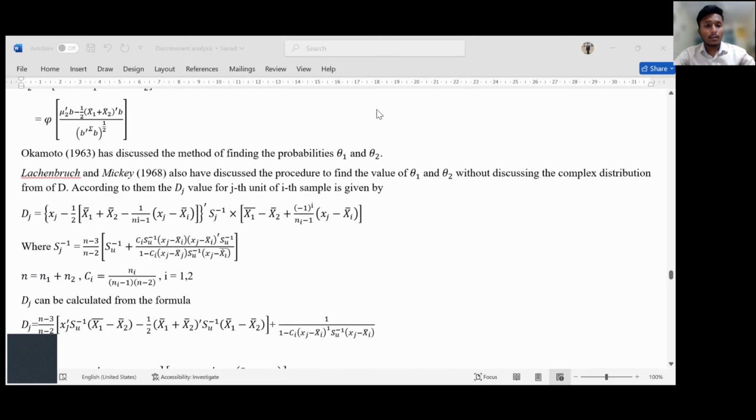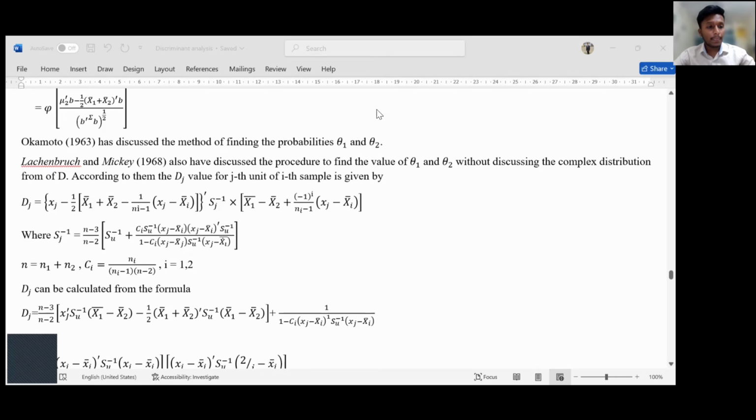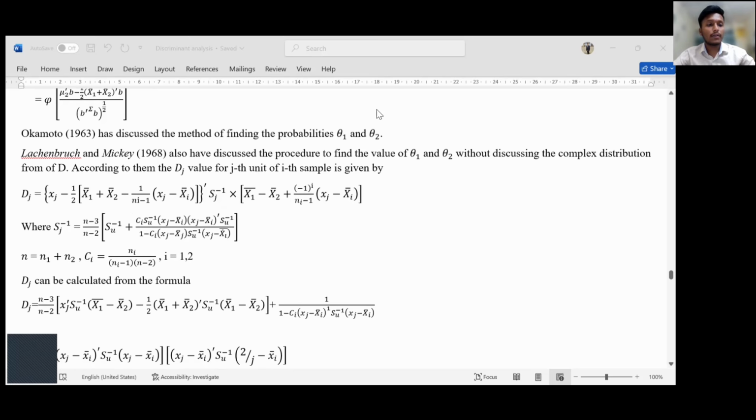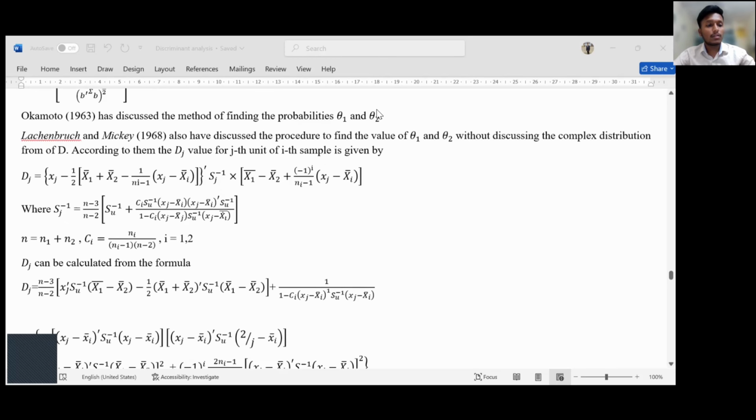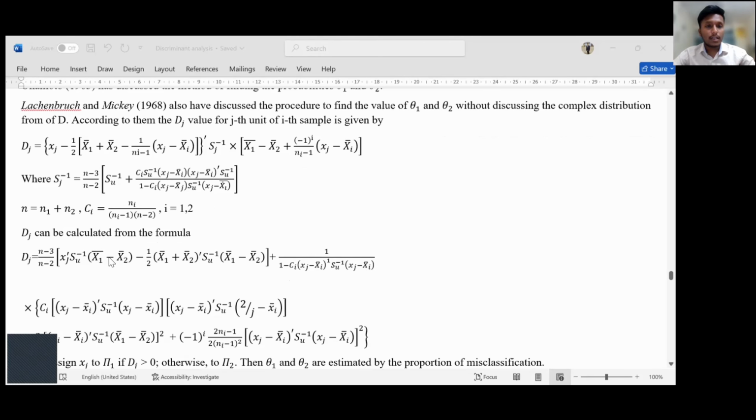According to them, the dj value of the jth unit of the ith sample is given by this form. Here Sj inverse is equal to (n minus 3) divided by (n minus 2) Su inverse plus Ci Su inverse (xj minus xi bar)(xj minus xi bar)' Su inverse divided by 1 minus Ci (xj minus xi bar)' Su inverse (xj minus xi bar), where n is equal to n1 plus n2 and Ci is equal to ni divided by (ni minus 1)(n minus 2). For i equal to 1, 2, dj can be calculated from the formula. This is the form to calculate dj after simplification.